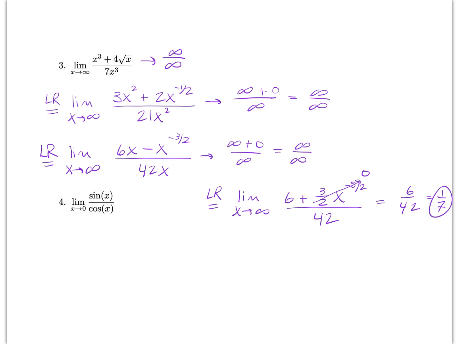Okay, the limit as x goes to 0 of sine over cosine. Try to just plug in the 0 first. I get sine of 0 over the cosine of 0, which is 0 over 1. That is not an indeterminate form. 0 over 1 is just 0. No L'Hopital's rule was necessary for number 4.